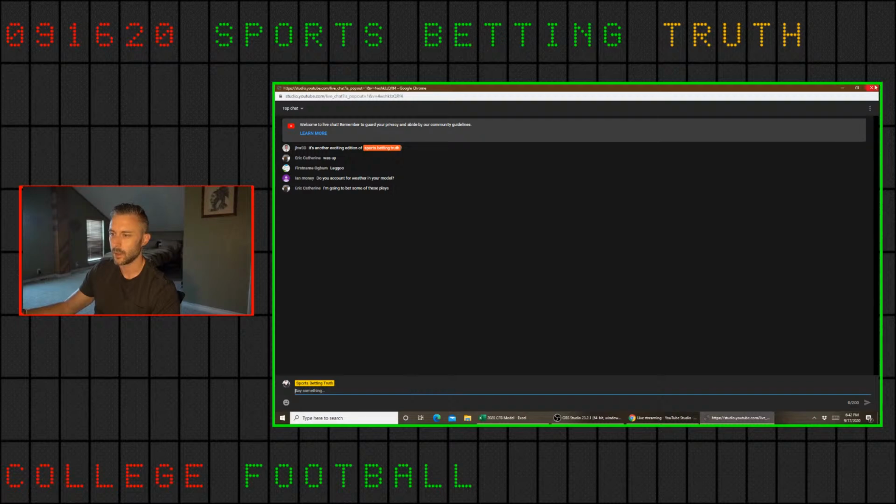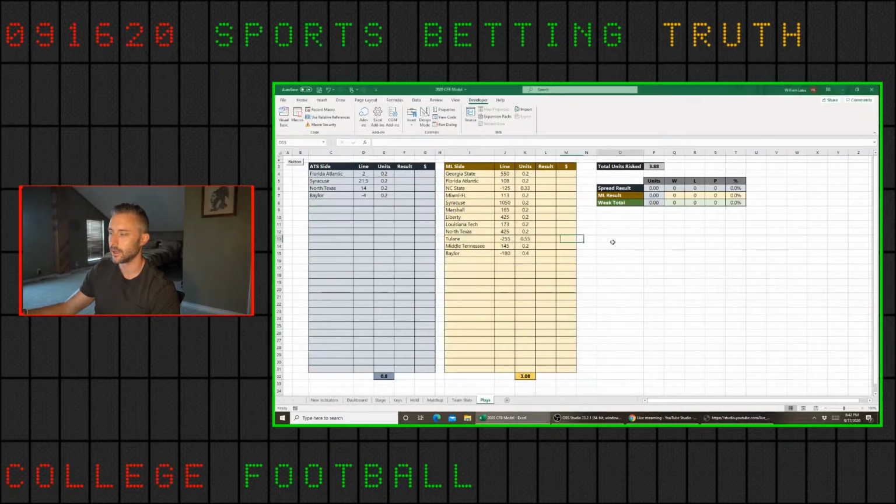Let's see, looking at the chat, weather is not accounted for in my model, not in college football. It's just a simple regression-based model. It's not that complicated. The thing with my college football model is if I actually showed you the internals of it and how it works, all of you probably had one of two reactions. You would either say, why didn't I think of that? Or you would call me a fraud because it's so simple.